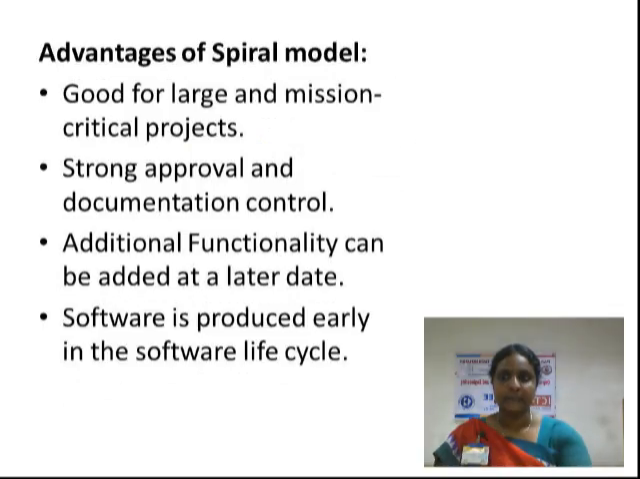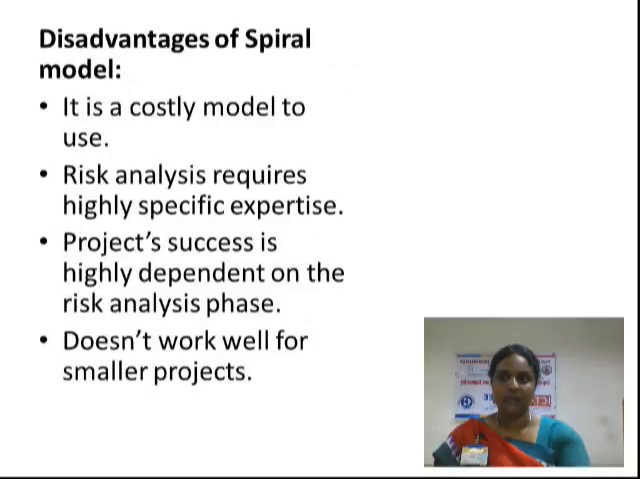Some of the advantages of the spiral model are: it is good for large and mission-critical types of projects. Strong approval and documentation control is maintained. Additional functionality can be added in the later stages, and software is produced early in the life cycle itself. Some of the disadvantages of the spiral model are: it is a costly model to use, risk analysis requires highly specific expertise, project success is highly dependent on the risk analysis phase, and it does not work well for smaller projects.